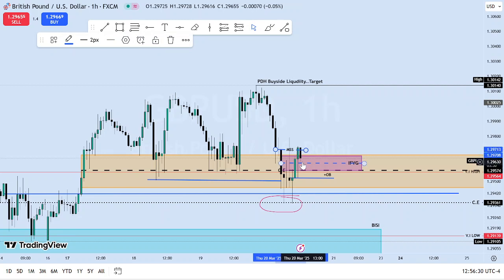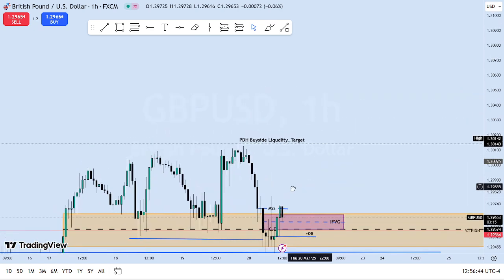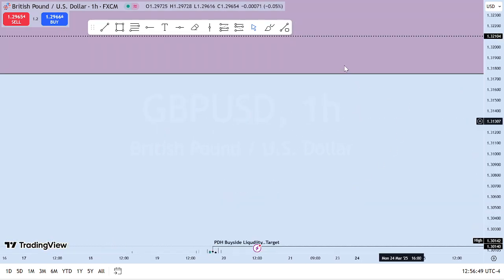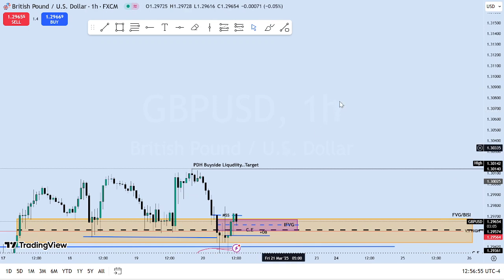So we like to see price close at the consequent encroachment of this inversion. Then you buy, put your stop loss below here, then take profit at the previous day high. That's Wednesday high. Going into Friday, we like to see price delivery inside this daily CB, sell side inefficiency, buy side imbalance.